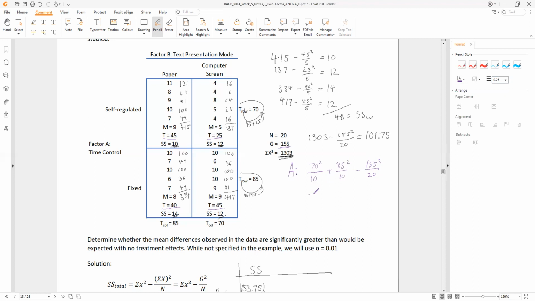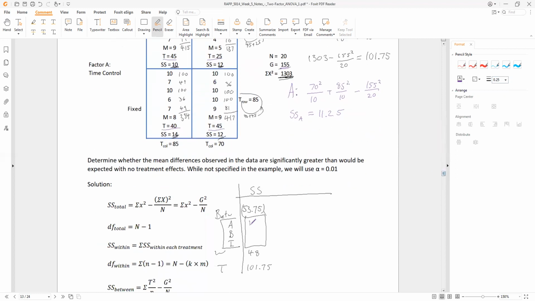I'm going to get 11.25. So I can add that to my table for A here, 11.25. And then I want to do the same for B, which is the columns, right? So let's use green here. For B, I'm going to do the columns. I'm going to do 85 squared over 10 because there are 5 and 5. There are 10 people in this column.